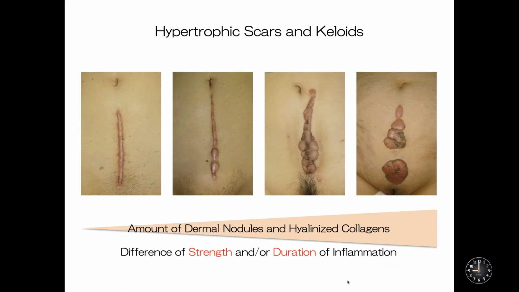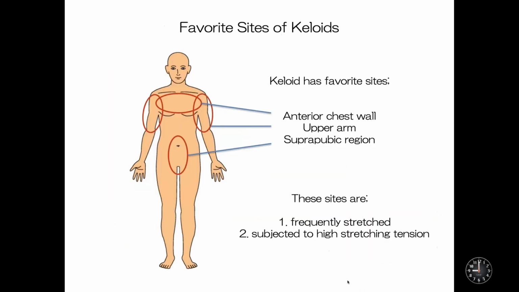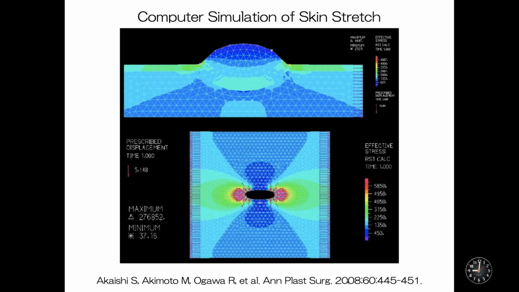Actually, the difference between hypertrophic scars and keloids is the strength and duration of inflammation of the dermis. An important thing is that there are favorite sites of keloids, and these sites are frequently stretched or subjected to high stretching tension. This is a computer simulation of skin stretch. When we stretch skin horizontally, the high tension area lies on the edge of the keloid because the stiffness of keloid is hard, so it cannot release tension.